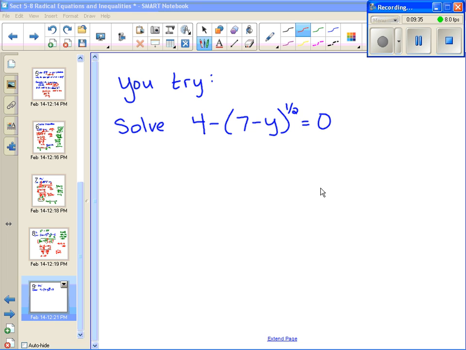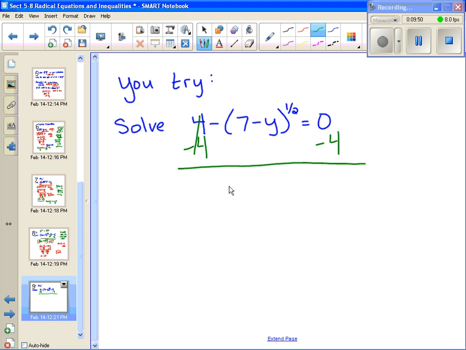Here's the last problem, and you can go ahead and try this, and then I'll show you how to do it. All right, so I'm going to start by subtracting 4 on each side, and I get negative 7 minus y to the 1/2 power equals -4. Now this negative is a problem.